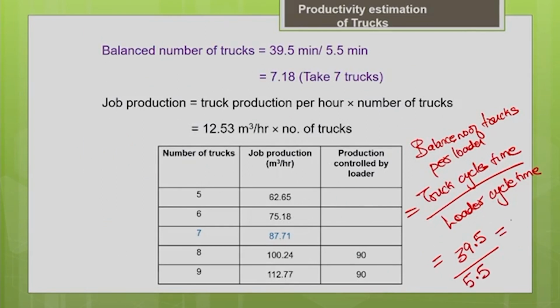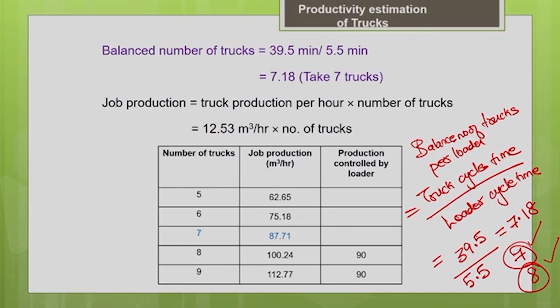So, this gives me the balance number as 7.18. Here also I did not get the whole number, so I have to do the rounding. Either I can round it to 7 or I can round it to 8. But the logical thing is you have to work out the economics of both the cases and then take the decision.